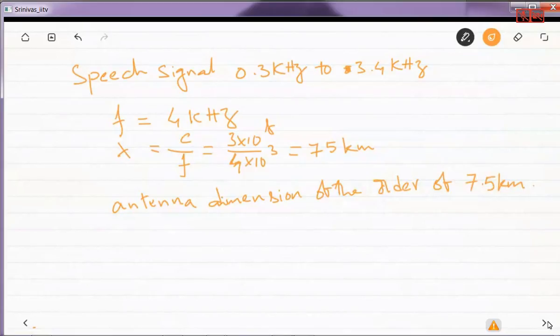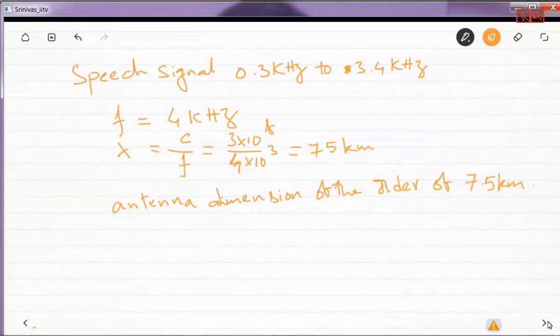So now, it's not used. We have used a carrier frequency. We will denote the carrier frequency by F suffix C. C stands for carrier. So let us consider 1 gigahertz, and we are radiating these signals.